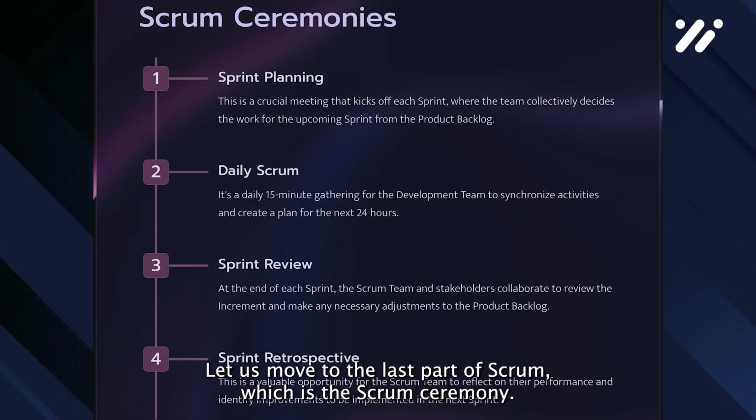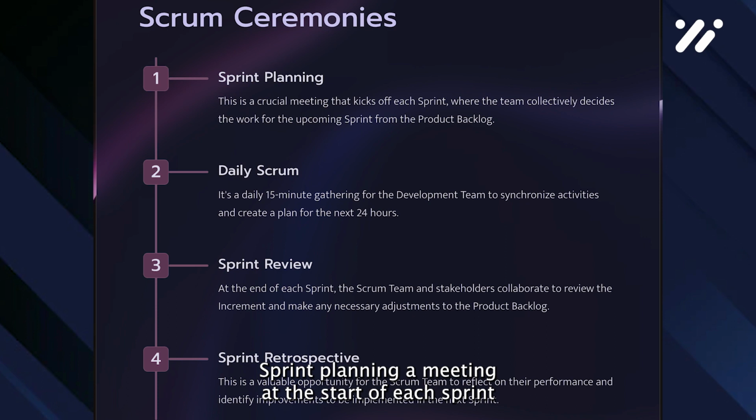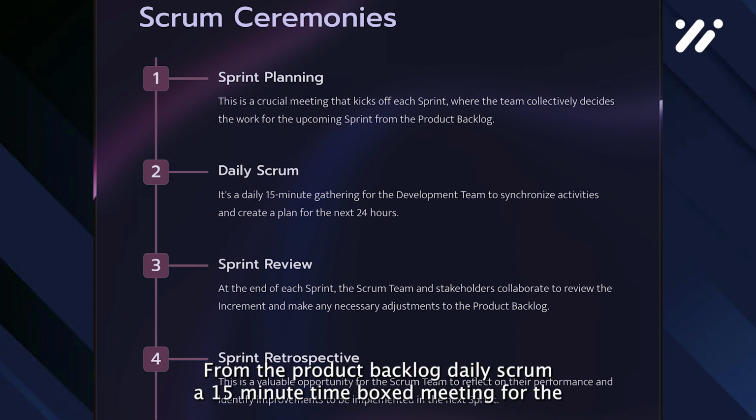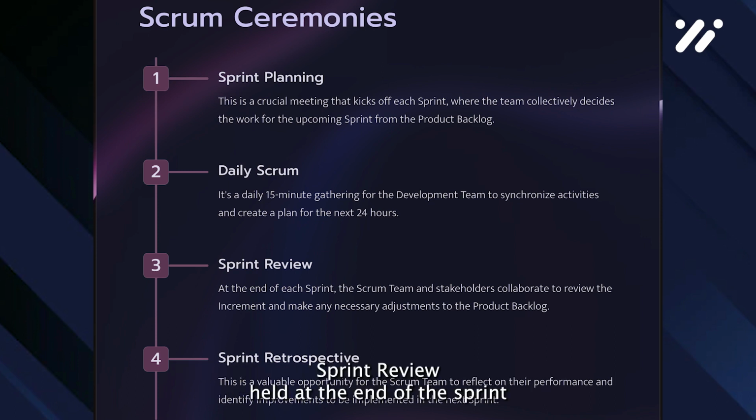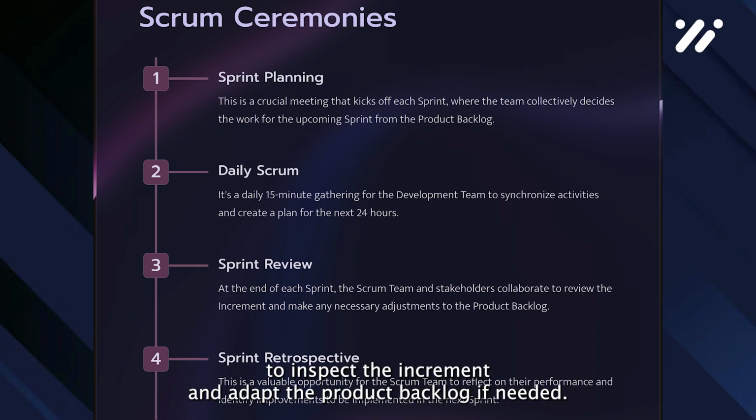Let us move to the last part of Scrum, which is the Scrum ceremonies. Sprint Planning, a meeting at the start of each sprint where the team decides what to work on for the next sprint from the product backlog. Daily Scrum, a 15-minute time-boxed meeting for the development team to synchronize activities and create a plan for the next 24 hours.